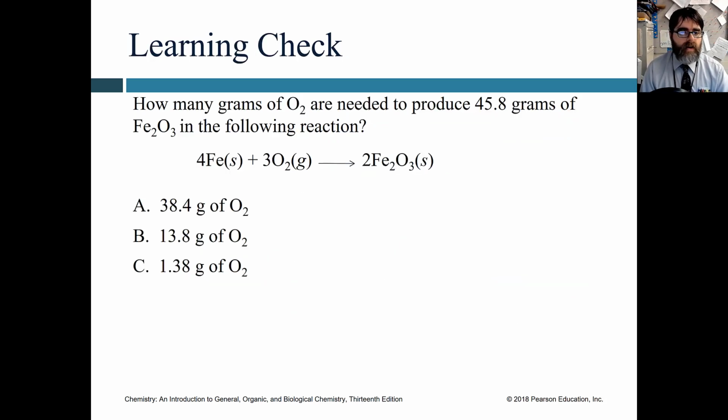On this next one, I'm going to do a little bit less color coding, especially because it's a multiple choice question. We're asked how many grams of O2 are needed to make 45.8 grams of the iron 3 oxide. So start with 45.8 grams of Fe2O3. We've done grams to moles before, but grams of Fe2O3.